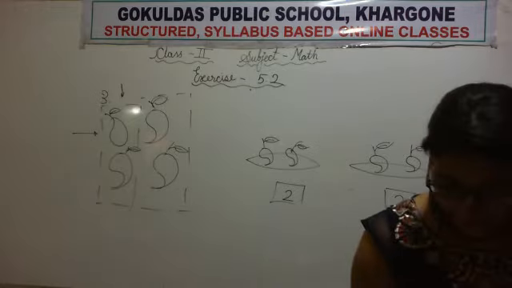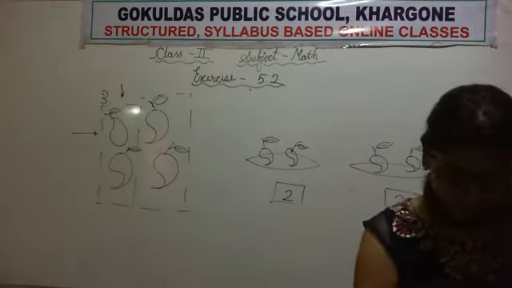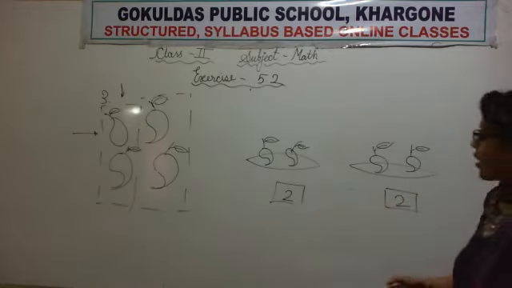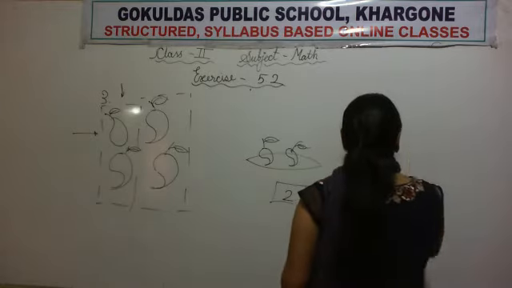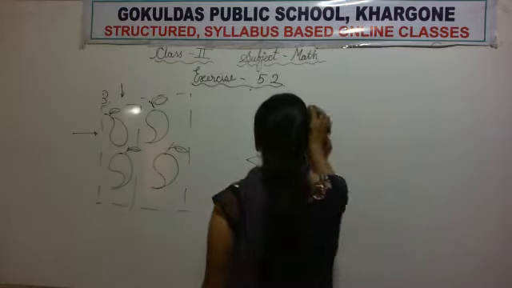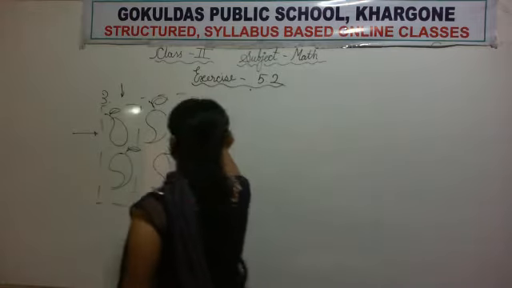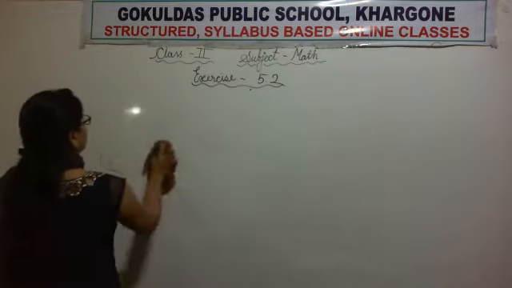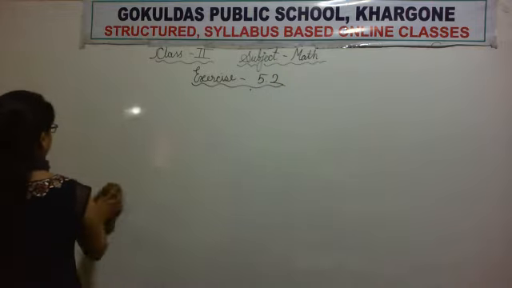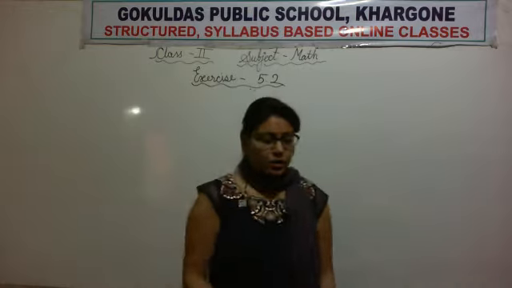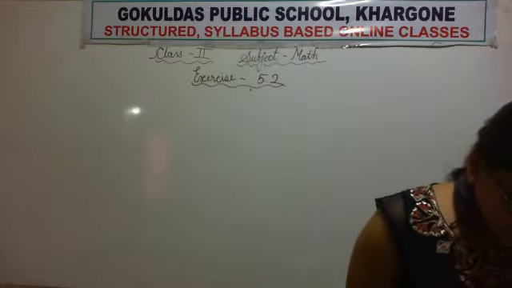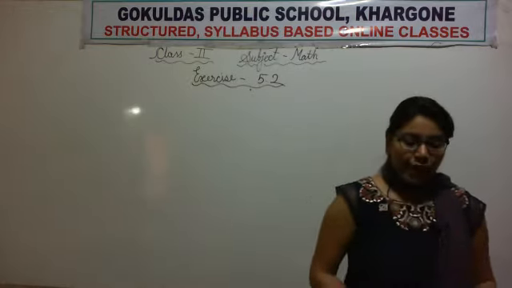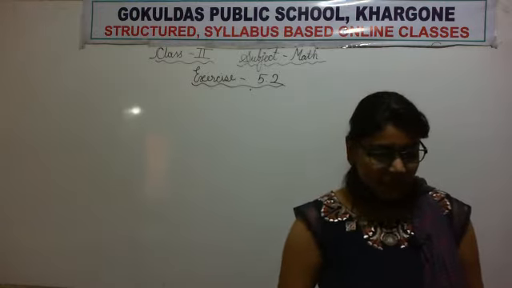Okay students, so I hope you are done. Now, all of you read question number 4. Okay. So, question number 4. Divide these numbers into equal groups by repeated subtraction.